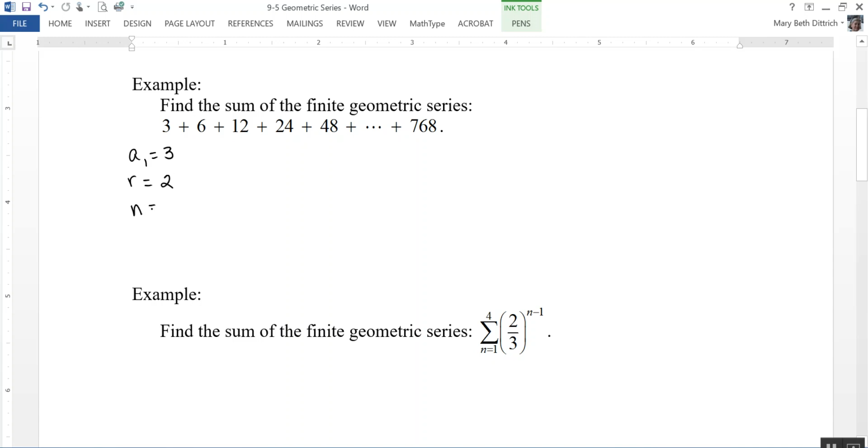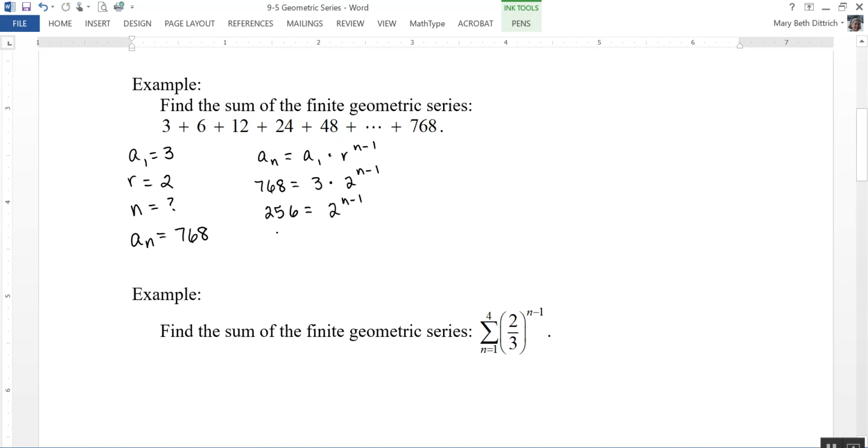And I don't know how many terms are in here because I don't know how many there are in between these plus signs, but I do know that my nth term, my last term, is 768. So I can use the formula for a geometric sequence to figure out what n is equal to. If you remember that formula, a sub n equals a sub 1 times r to the n minus 1. I know that my nth term is 768, and that's equal to 3 times 2 to the n minus 1. Dividing both sides by 3, I get 256 is equal to 2 to the n minus 1 power.